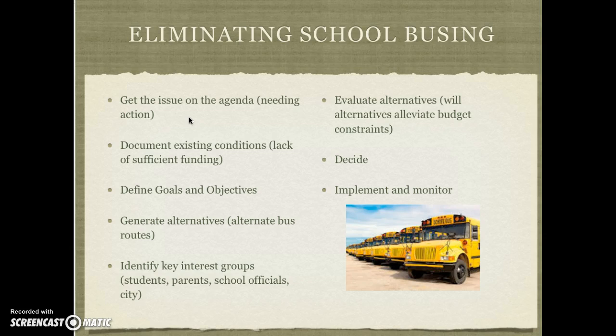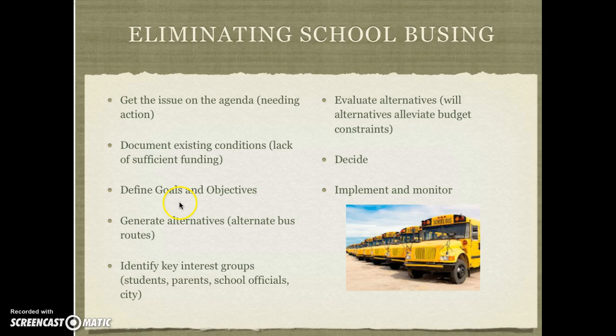Okay? Document existing conditions. So in the case of our school bus, lack of sufficient funding. We budget the $10 million for school busing, and it's costing us $15 million. All right, so that's the issue. The issue is lack of sufficient funding for the program. Define the goals and objectives. Again, whenever you have an agency such as a school district, they'll have goals and objectives related to the busing program, and maybe some of the objectives might be to bus and transport X amount of kids within the district. So you're going to have to look at goals and objectives.